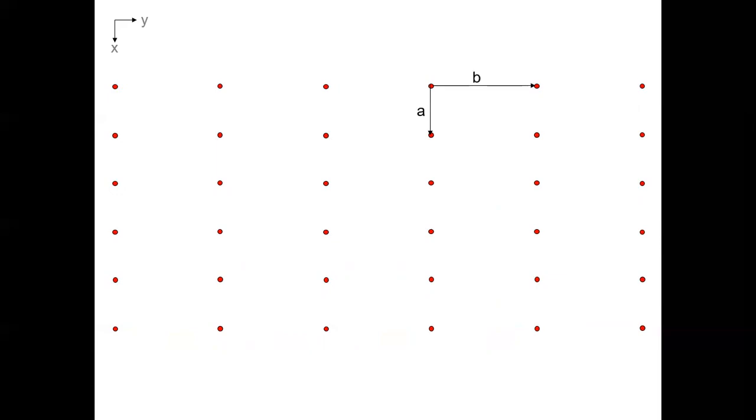The repeat dimension in the Y direction is given the symbol B, and the repeat dimension in the Z direction is given the symbol C. So A, B, and C are the units of repetition, usually expressed in angstroms, along the X, Y, and Z crystallographic axes. Now you can see within this pattern, you can define a small tile or unit.